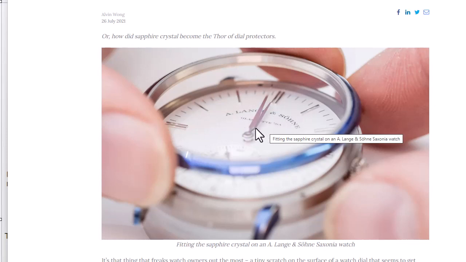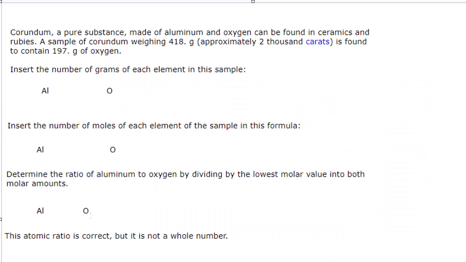It's also used in windows of satellites because it's transparent in both infrared and ultraviolet, so you can get many frequencies of light to go through it without being stopped. But let's get back to our problem where we have aluminum and oxygen, and let's say we want to find out what its formula is. Now here we're given some data. We've got a corundum sample weighing 418 grams, a lot of carats, but now, as I say, they're grown easily, and it contains 197 grams of oxygen.